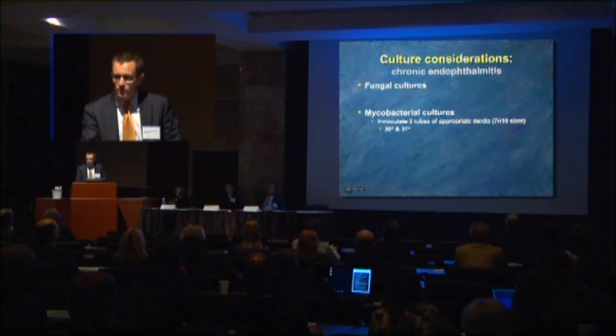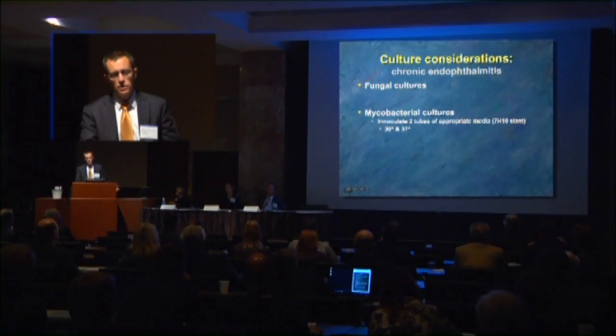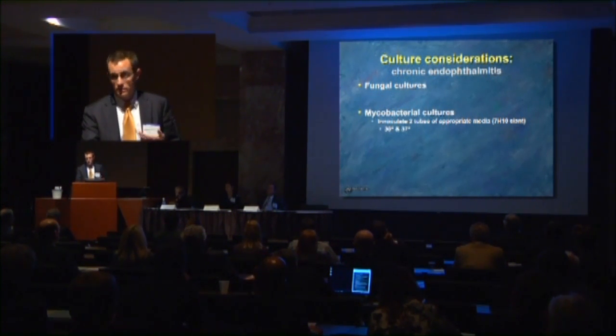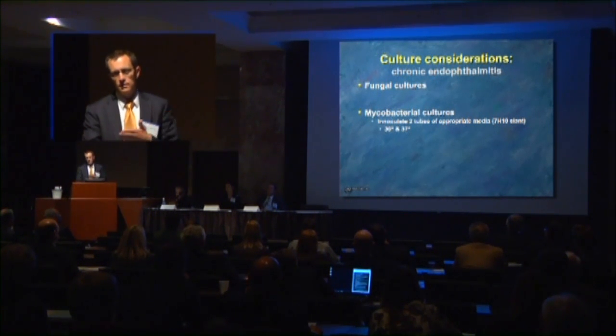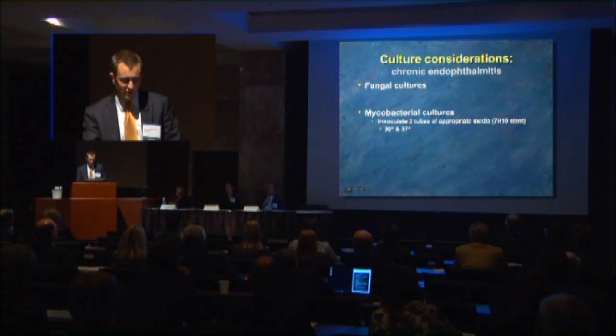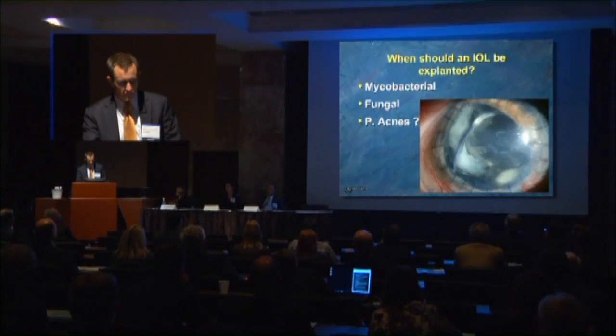If you have chronic endophthalmitis, you definitely want to do fungal cultures. We know that. One other tidbit is if you suspect mycobacterial infection, you really have to make this known to the lab. And if you're inoculating the material yourself, you can consider doing two slants, either Lowenstein-Jensen, or we use a 7H10 slant, because they can incubate these at a couple different temperatures, and it's more likely that you're going to get a positive culture.